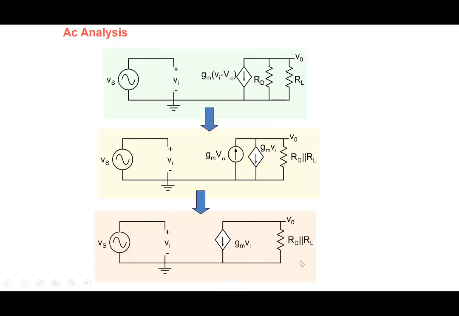So this is the circuit that you need to solve here. Vs applied here and gm Vi here and RD parallel RL here. And the voltage gain will then be equal to V0 by Vs is minus gm (RD parallel RL). And this is what we can call the AC model of the transistor here. When we are talking about the AC or the signal part, my transistor can be looked upon in this particular manner. Note that gm times V alpha is a DC component and therefore you can ignore it. You can remove it here. So this is the AC model of the transistor here.